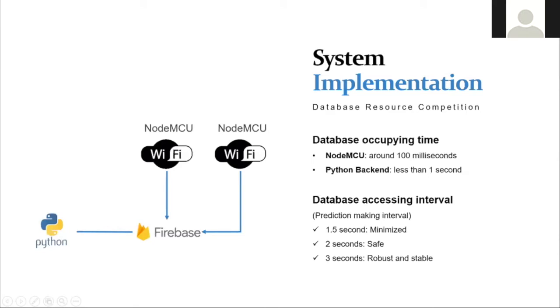The data downloading time of the application backend is slightly longer, but still falls in the range of 1 second. Hence, the length of the database accessing interval for both NodeMCU boards and the application backend, which is also the interval to make predictions for the backend, could be minimized to 1.5 seconds, which could be a bit risky, and 2 seconds should be safe enough. 3 seconds would be absolutely robust and stable for the system.